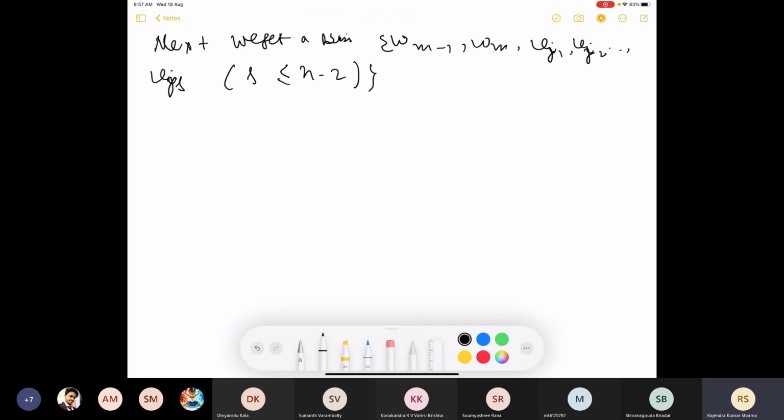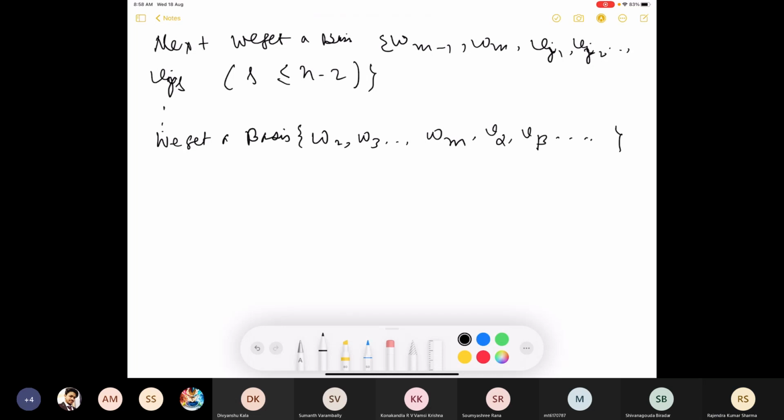Now continuing this process one by one, inserting W's and throwing away vectors, what we get is a basis W2, W3, and let's say Wm here, and some V's will be there, V alpha, V beta, and so on, for V over F. Now what we know is that W1, W2, Wm are linearly independent.